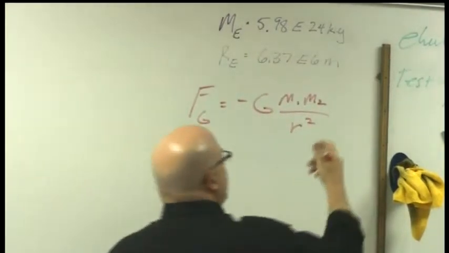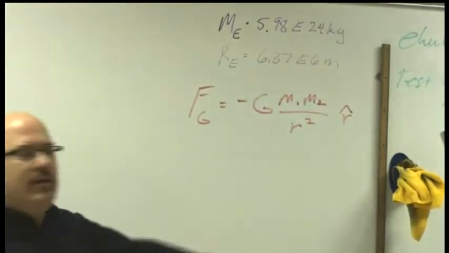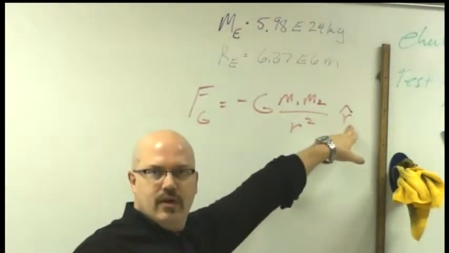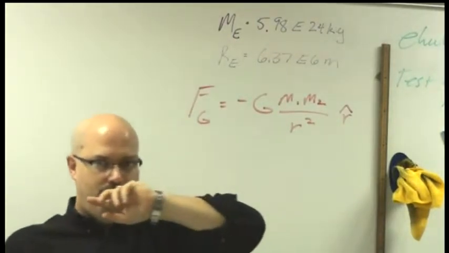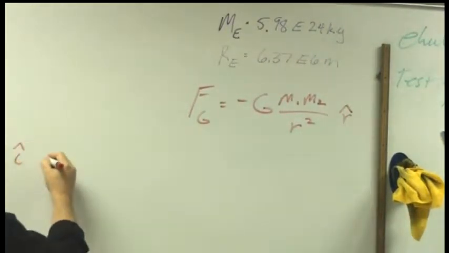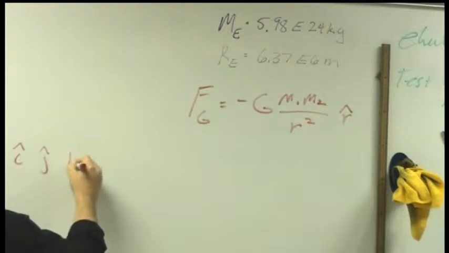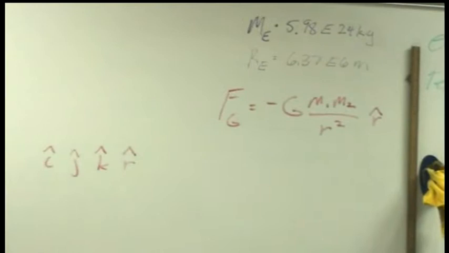Looks like there's a little R hat thing. Okay? What's anything with a little hat on it? Well, we're going to call it vectors. It is a unit vector in that direction, right? All it does is tell you the direction of the thing, okay?